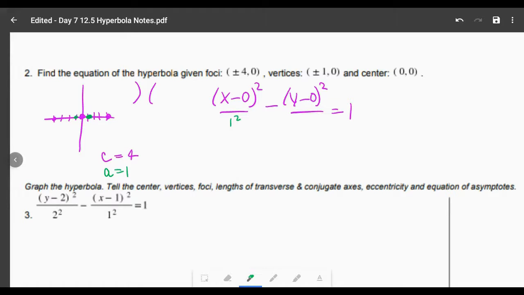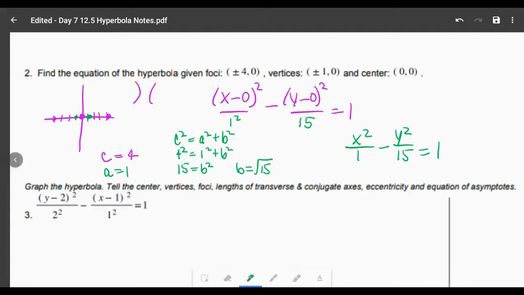Then we also know that c squared is equal to a squared plus b squared. So we know that 1 squared plus b squared should be equal to 4 squared, which is 16 minus 1, or 15 equals b squared. If you want to figure out b, that's the square root of 15, but we're going to have to square it anyway. So I could just put a 15 underneath the y's. So my final answer is x squared over 1 minus y squared over 15 equals 1. And that is the equation of the hyperbola given the information above.